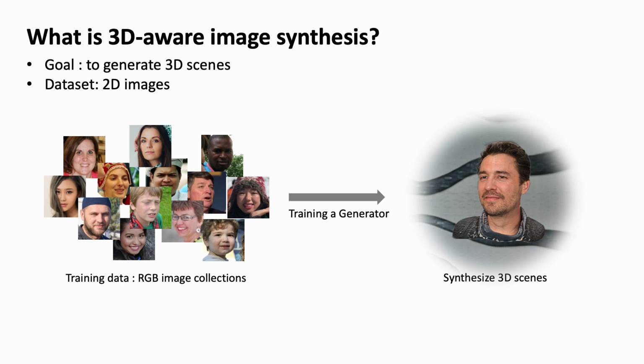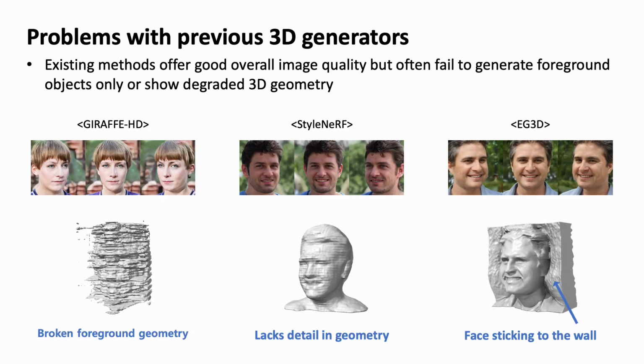The 3D-aware GAN aims to generate realistic 3D scenes that can be rendered into arbitrary views. During training, the model can only use 2D image collections. Previous 3D-aware generators show good image quality, but they do not learn foreground geometry properly.